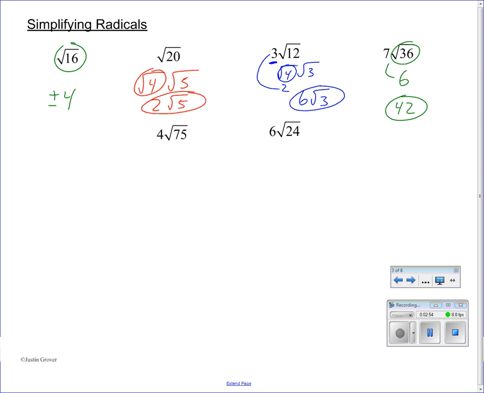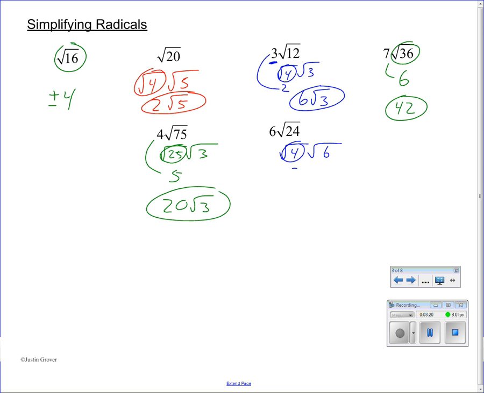4 rad 75. Break down the 75. It's not a square number, but it does have a square factor of 25. Put it on the left and circle it. 25 and 3 multiply to 75. Square root of 25 is 5. Multiplied by the 4 already out there, we get 20 rad 3. And the last one, 6 rad 24. It's not square. It has square factors of 4 and 6. And that becomes a 2 times the number in front, 12 rad 6.